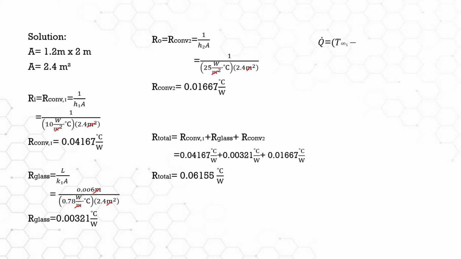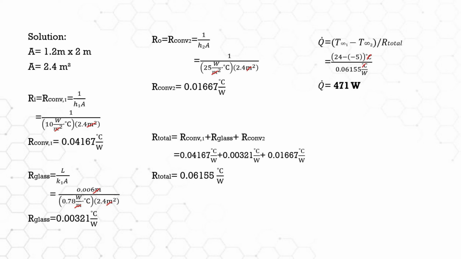The steady rate of heat transfer through window glass is then expressed as rate of heat transfer equals to temperature of fluid at inner surface minus its outer surface over the total thermal resistance. So plug in the values. We have 24 minus negative 5 degrees Celsius over 0.06155 degrees Celsius per watts. Then cross out the units, we have 471 watts as our rate of heat transfer.